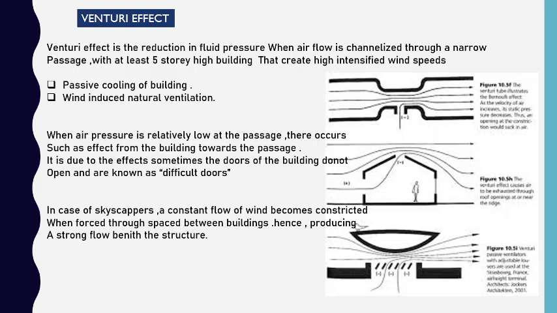When air pressure is relatively low at the passage, there occurs such an effect from the building towards the passage. Due to this effect, sometimes the doors of the building do not open, and this is known as difficult doors. In the case of skyscrapers, a constant flow of wind becomes constricted when forced through the space between buildings, hence producing a strong flow beneath the structure.